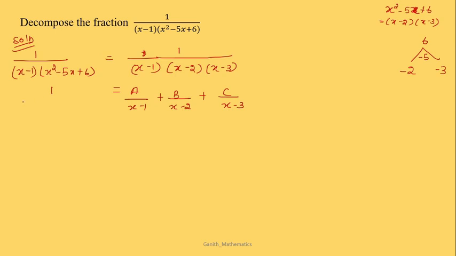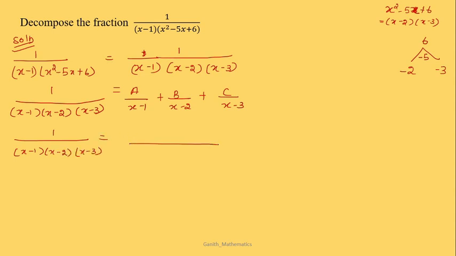So the left hand side will be 1 divided by x minus 1 into x minus 2 into x minus 3. Now we are going to take the LCM. Keep the left hand side as it is, 1 divided by x minus 1 into x minus 2 into x minus 3. So that LCM is the same. That means x minus 1 into x minus 2 into x minus 3. So you have to multiply the numerator with the missing terms.